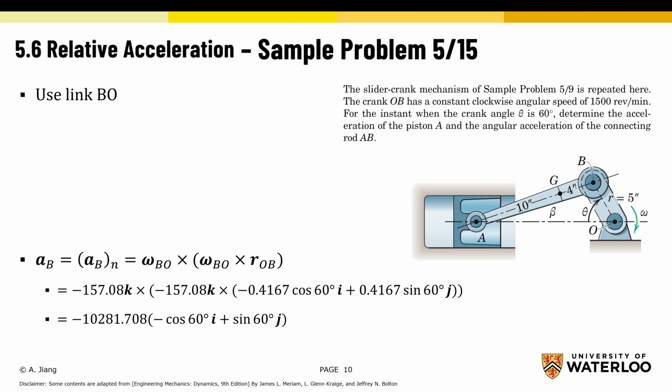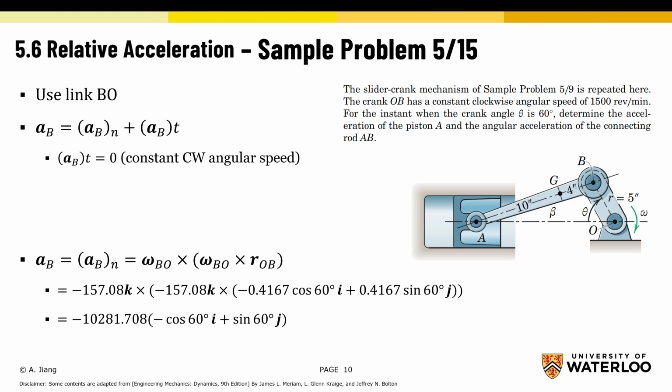Why BO though? Because point B is linked to A and point B is linked to O, which we know about O already. And oftentimes you will see that it is a middle point we need to pay attention to. Plus we need the acceleration of B, as you can recall from the problem. AB can be written as the ABN component plus the ABT component, where we know that the ABT component is 0 because OB is rotating at a constant clockwise angular speed.